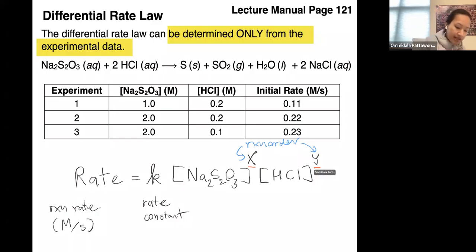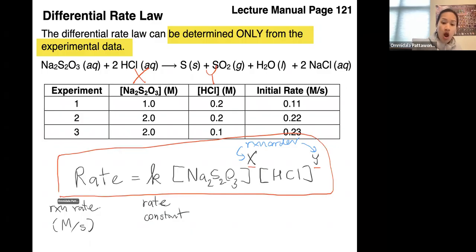For example, in this case, I am going to find X and Y using the given data. How can we do that? We are going to use this rate expression to help us determine X and Y. Remember, the rate constant is a constant value, so it never changes. Regardless of whether you change the concentration or not, the rate constant always stays the same.